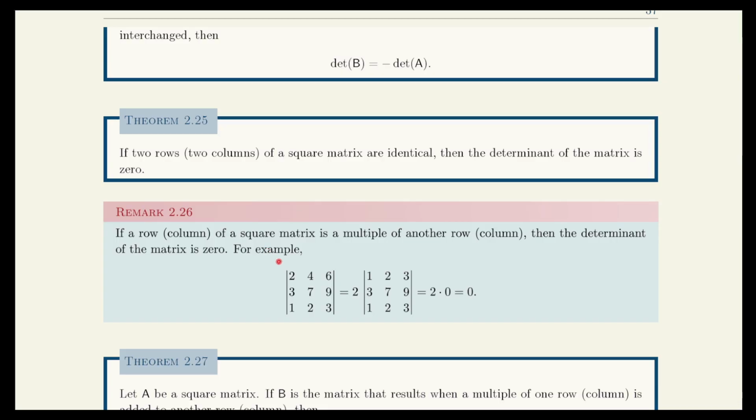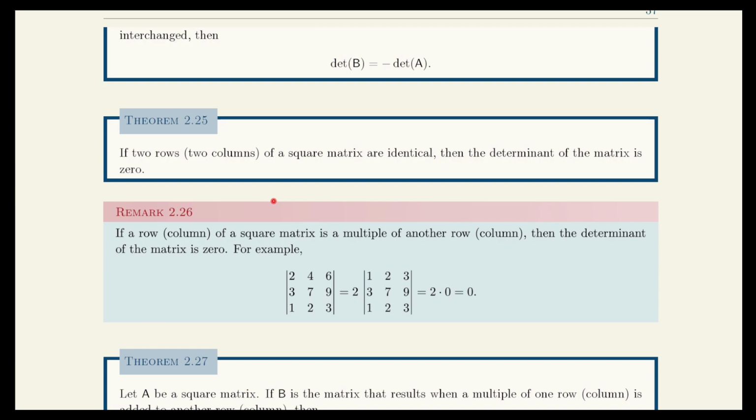There is another theorem which is very important. If two rows or two columns of a square matrix are identical, then the determinant of the matrix is 0. It's a very good and handy theorem. Why do you think it is the case? So what is it telling you?